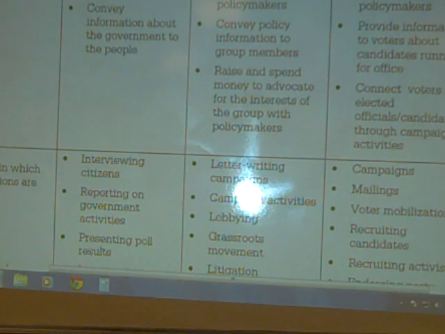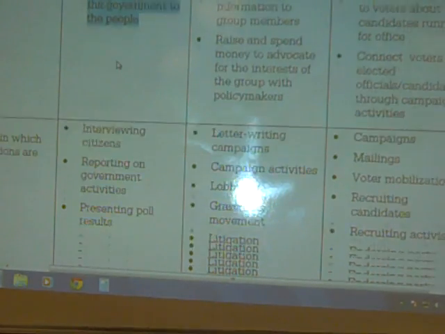Okay? So for example, the media gives the views of the people to government, and the media gives the people information about what the government's doing. So it works both ways. And this counts as 2 separate answers. Okay, and here's some other things.